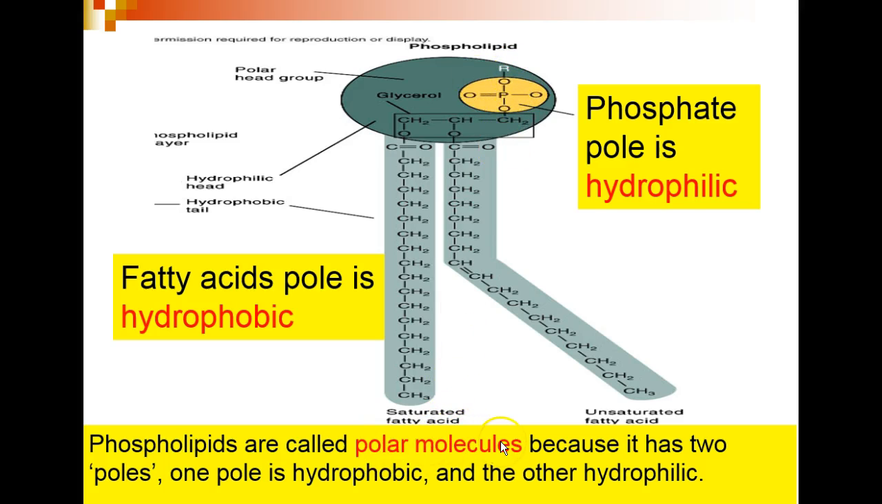Phospholipids are polar molecules. They have a hydrophilic pole, which is the phosphate group, and a hydrophobic component, which are the two fatty acid chains. The negative charges in the oxygen of the phosphate group make that side of the molecule hydrophilic.